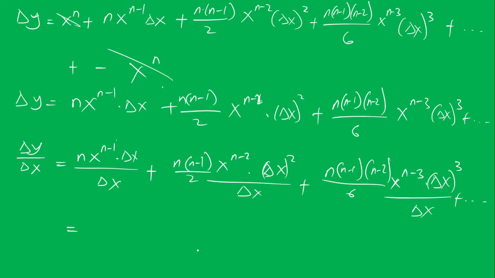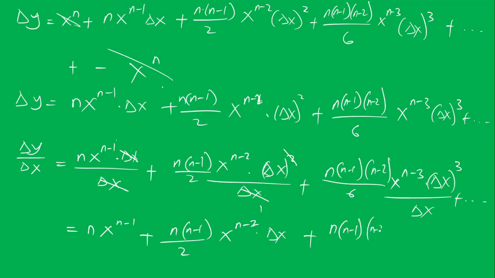So now, if you look at it critically, this will cancel out this. You have n times x to the power n minus 1 plus n times n minus 1 divided by 2 times x to the power n minus 2, then delta x cancels itself, delta x can cancel one of this delta x square. So now you have delta x. Now plus n times n minus 1 times n minus 2 divided by 6 times x to the power n minus 3 times, if you cancel this, cancel this one, cancel here remaining 2. So you have delta x to the power 2 plus that delta.